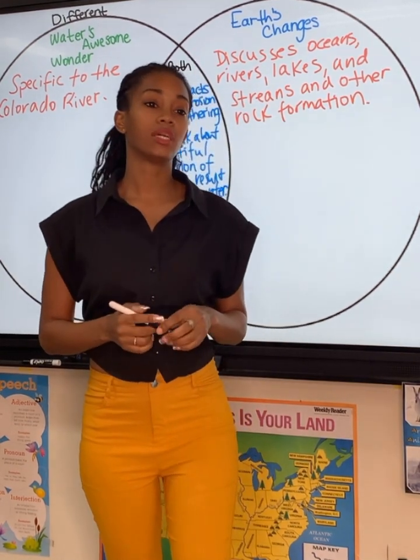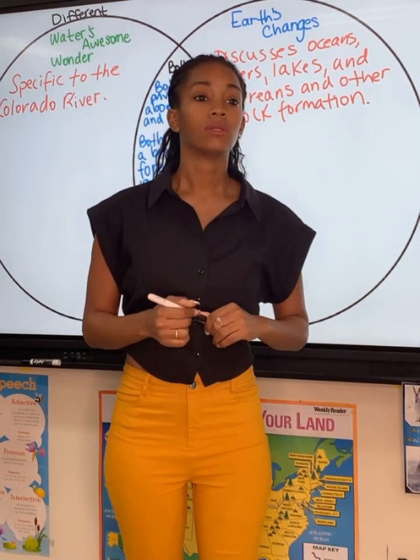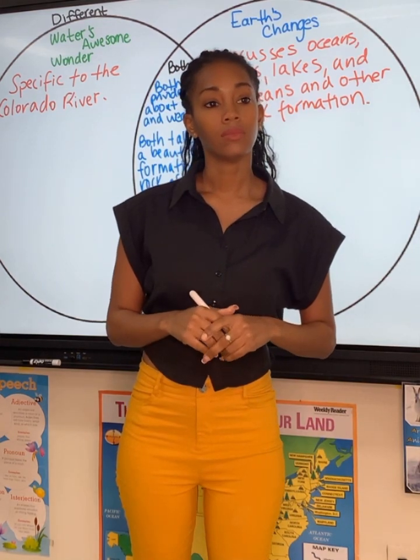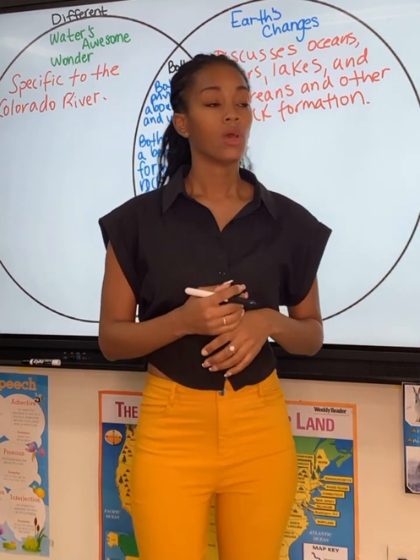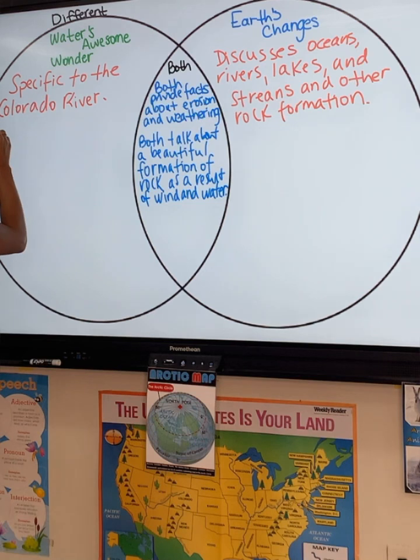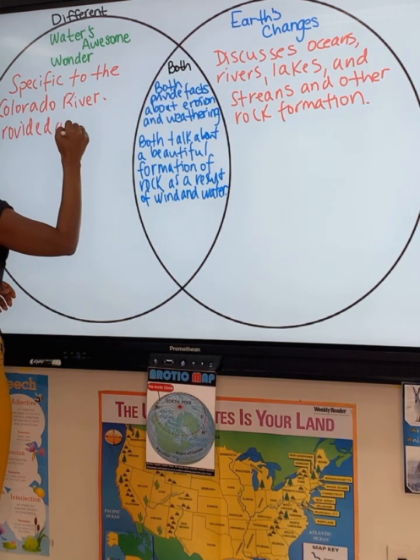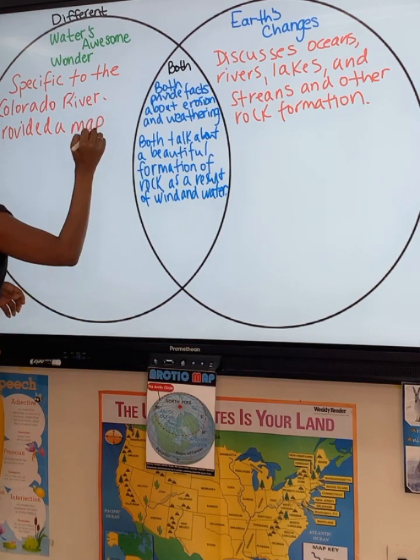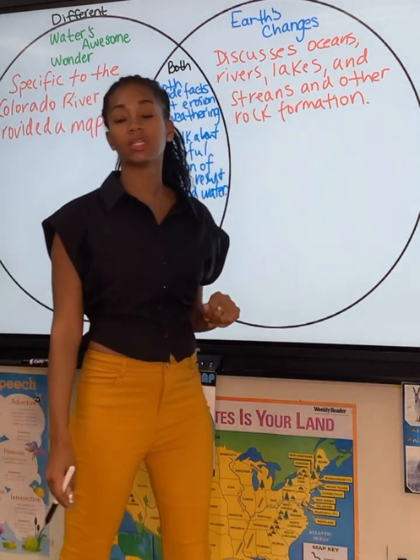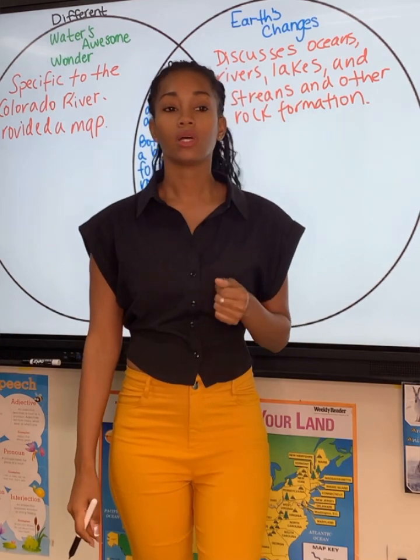How else are they different? Yes. Water's Awesome Wonder has a map, but Earth Changes doesn't. Water's Awesome Wonder provided a map. And in Earth Changes, it did not give us a specific location.